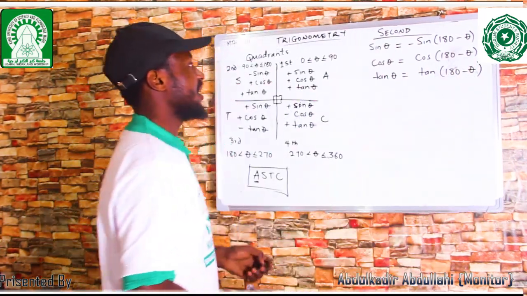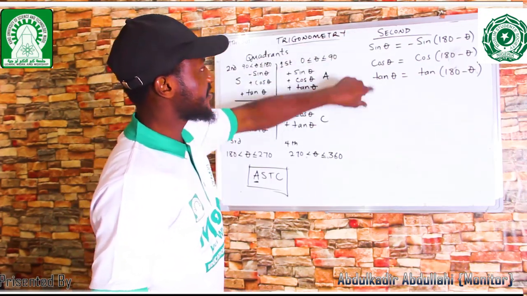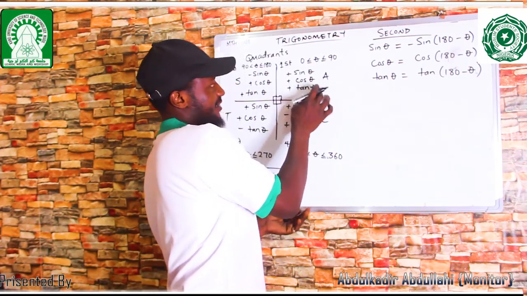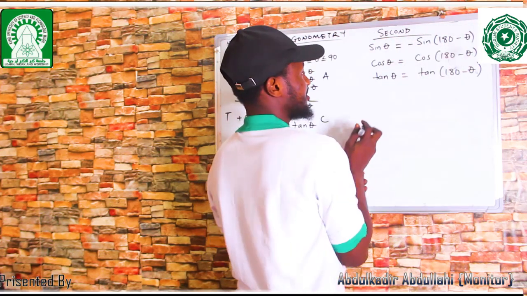That is to say, whenever you are given a number which is in the second quadrant and you want to express it in its first quadrant, you use this 180 minus the value given.